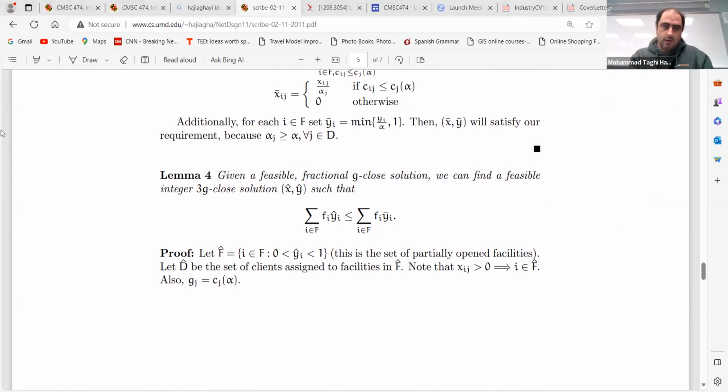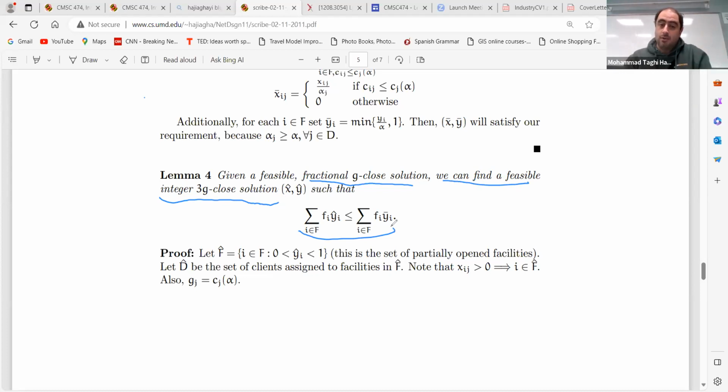And what do I want to say here? I want to say that given a feasible fractional G-closed solution that I have now at x bar, y bar, I can find a feasible integral solution, which is a 3G-closed solution, and has this property that essentially the facility cost will not go up.